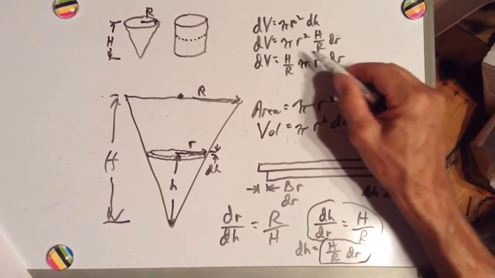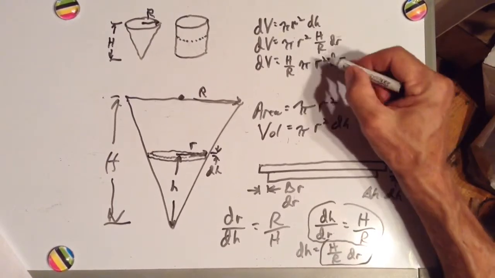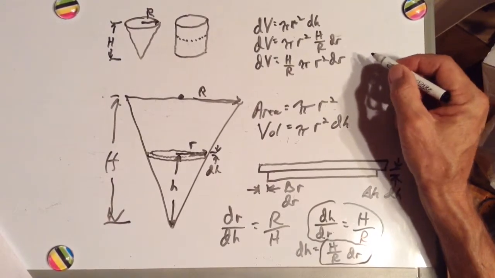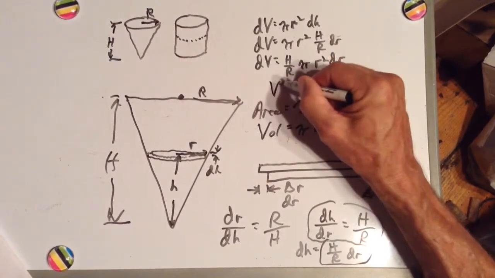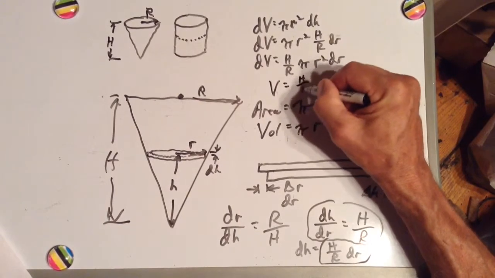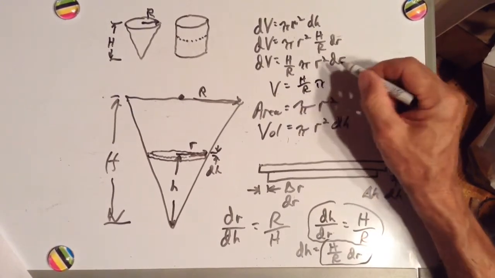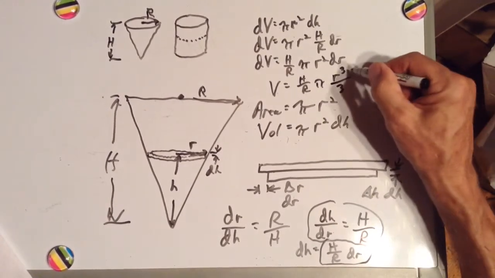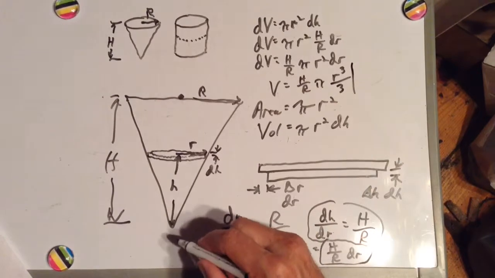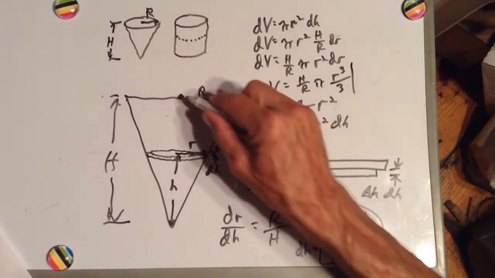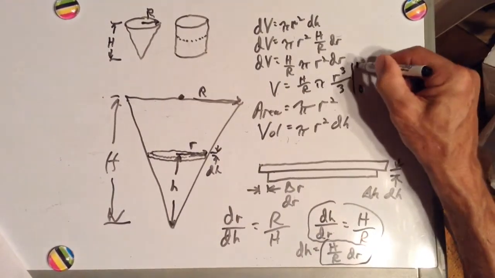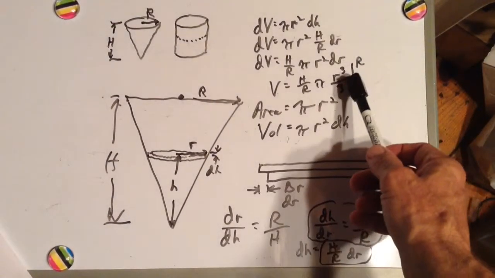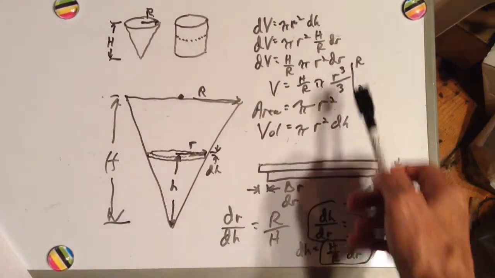And when you're integrating these things, constants don't figure into the equation. The integral of r squared dr is r cubed over 3. So volume equals H over R times pi times r cubed over 3. But we're integrating from 0 to capital R. So we plug in capital R here for our r cubed spot.